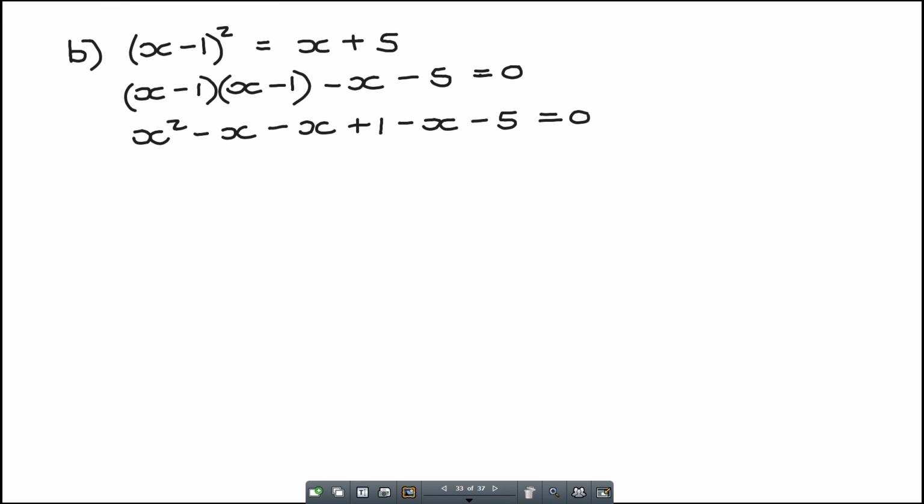Let's look for like terms. x squared stays just like that. Then I've got minus x, minus x, minus x, so that will give me minus 3x. Then we have plus 1 minus 5, that will give me minus 4. Good. And now do you see it looks like a normal trinomial? So from here I want you guys to go and factorize and then get what x will be. Go.